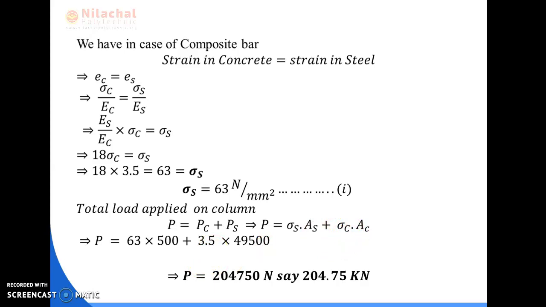So now the algebraic sum is found as P is equal to 204750 Newton, or we can say in terms of kilonewton, that is 204.75 kilonewton. In this way, we have solved that the total load that is applied, called the safe load upon the concrete column, is obtained as 204.75 kilonewton.